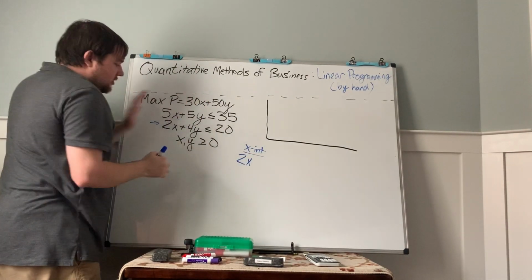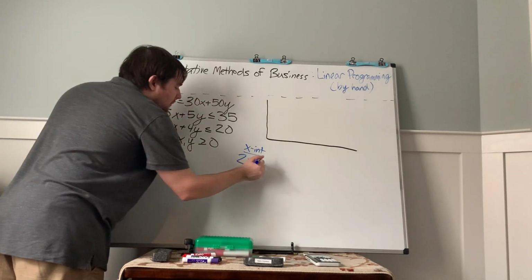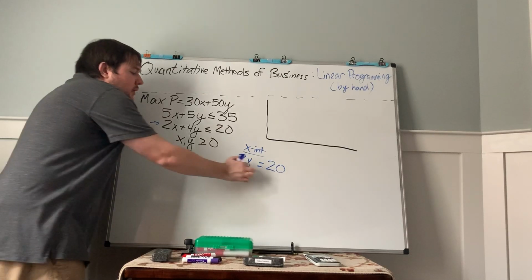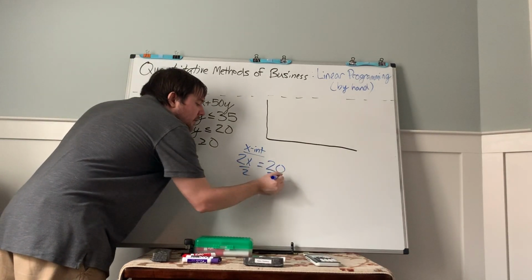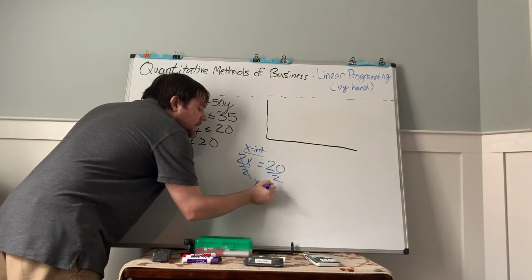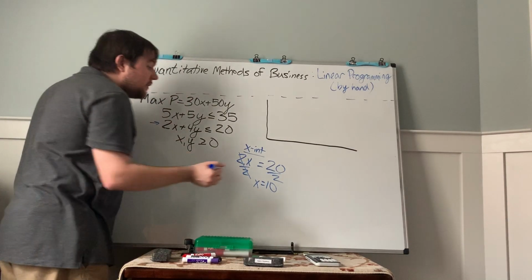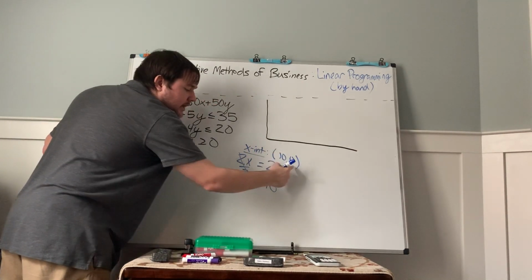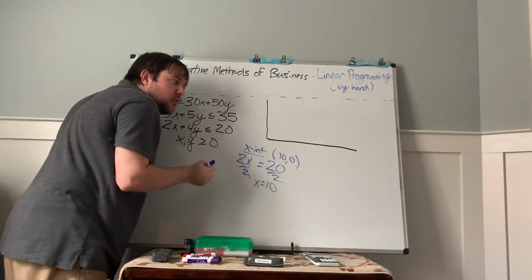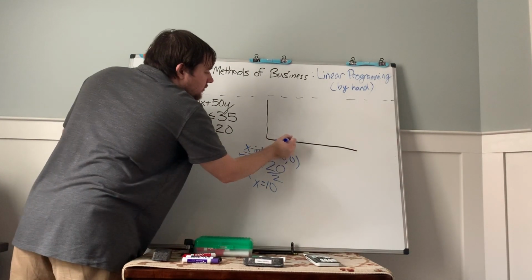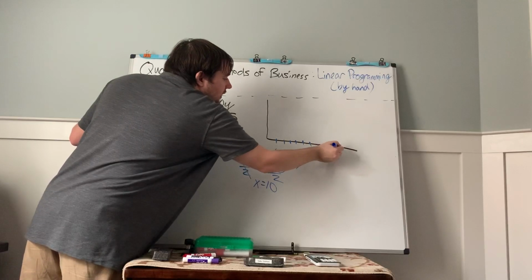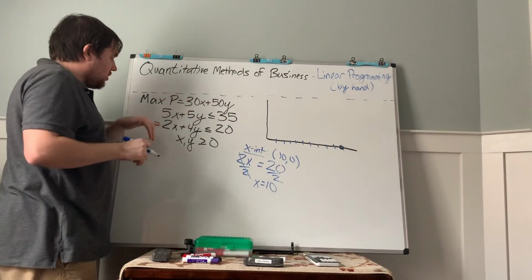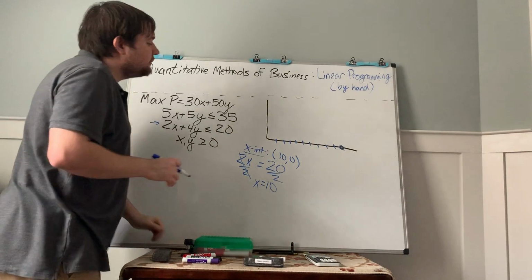So basically, we can just kind of ignore that middle part. I'm going to just put an equals for right now. So 2x is equal to 20, divide by 2, x is 10. So that means our x-intercept is the point 10, 0. So our x is 10, but our y is 0. So 1, 2, 3, 4, 5, 6, 7, 8, 9, 10. Boom. That is our x-intercept for our second constraint.